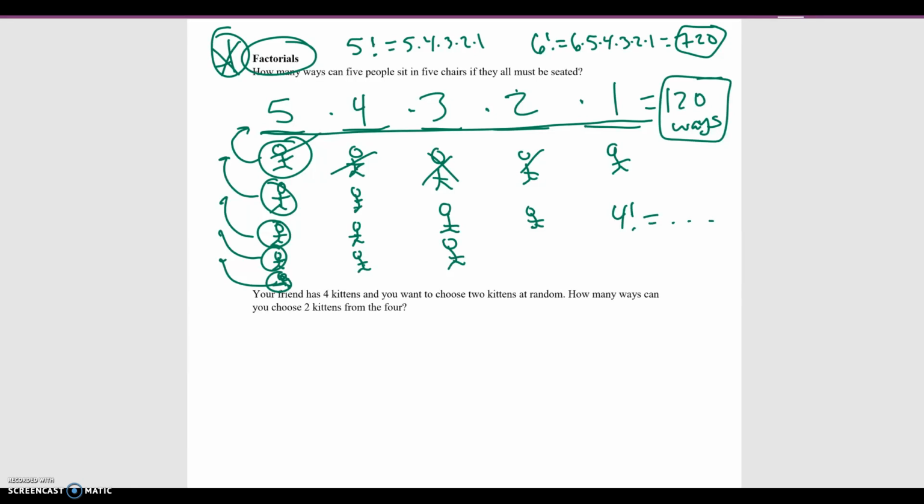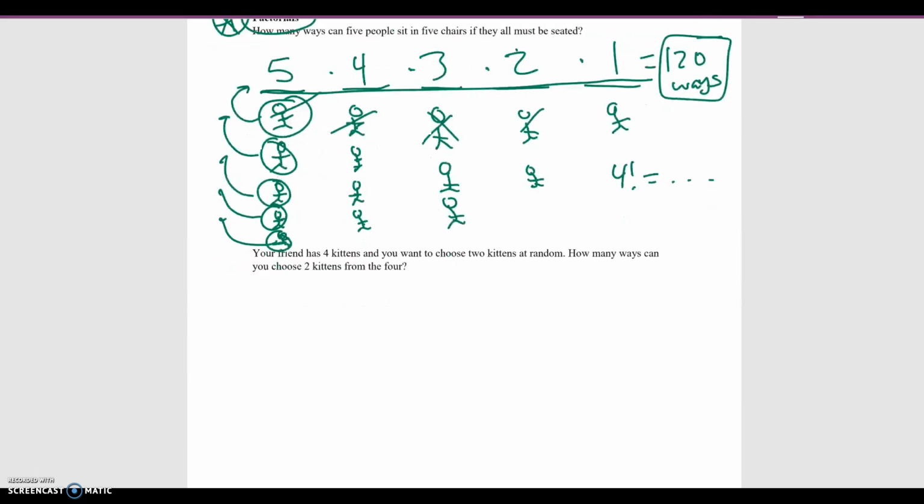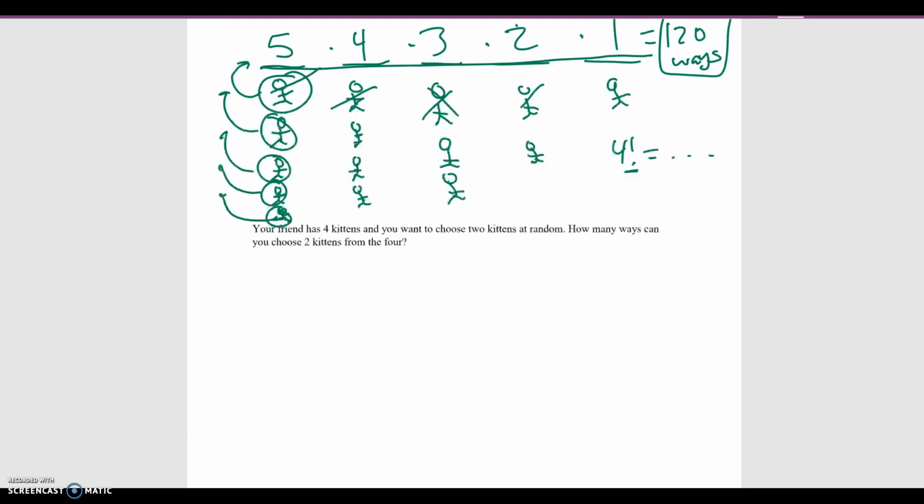I'll show you what it is on Monday, but for right now, just go ahead and use your calculator. It's not that bad to just write it by hand. But there is an exclamation point. If you know how to use the exclamation point, go ahead and use it. Okay. Now that's what that one is.